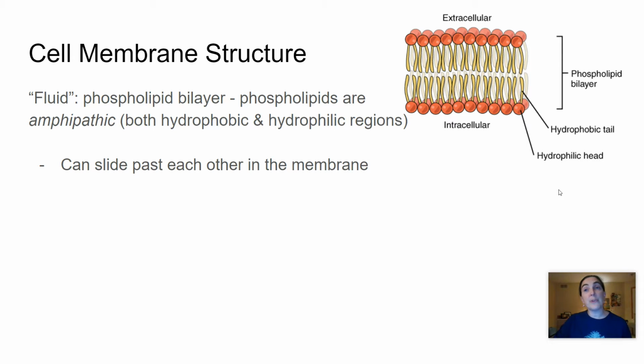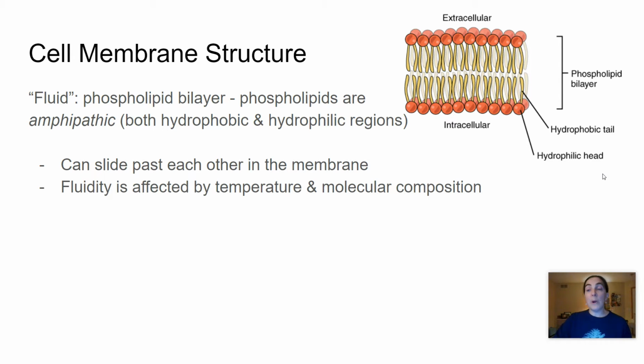And there are a few different aspects of the chemistry that contribute to this fluidity, this ability for the membrane to kind of flow around the cell. One of them is the temperature. And this should kind of make sense. If you think of any kind of lipid that you know, anything like butter or wax or oil, the temperature affects how fluid it is, right?